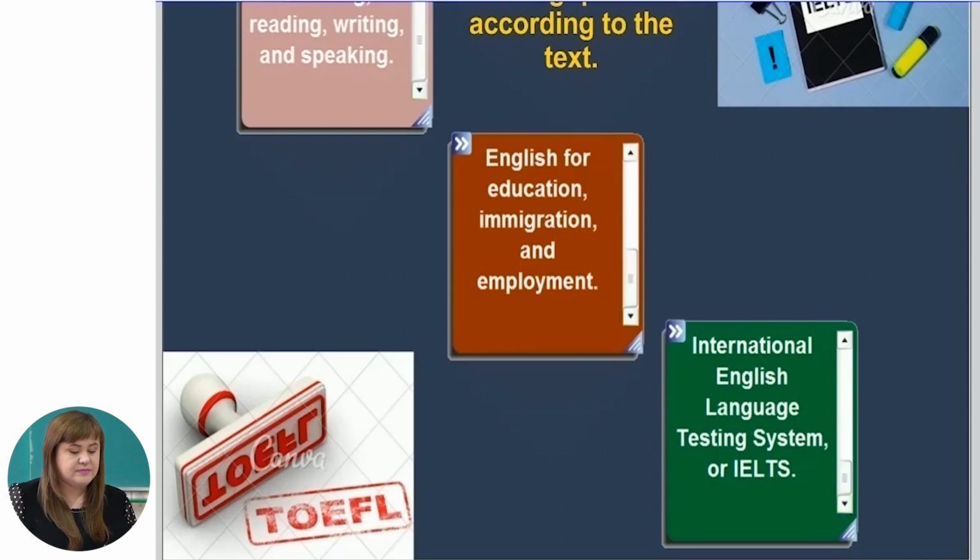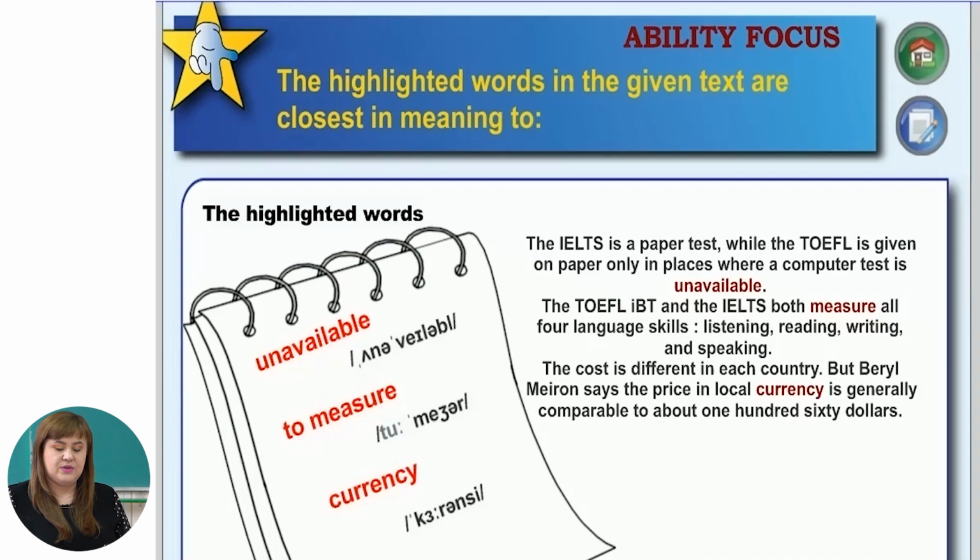Dear students, it is time to evaluate our vocabulary focus. Please, during this task, apply your gained knowledge in order to determine the meaning of the following highlighted words: unavailable, measure, and currency. The IELTS is a paper test, while the TOEFL is given on paper only in places where a computer test is unavailable.